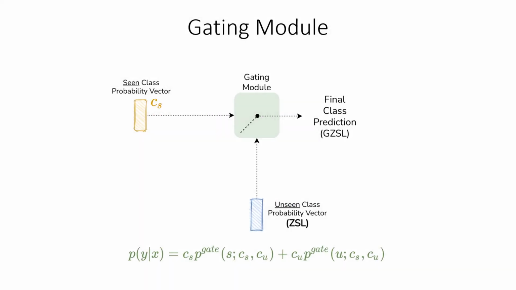A look into the gating module shows that it uses the elegant gating approach by Atzmon et al. in their paper Adaptive Confidence Smoothing for Generalized Zero-Shot Learning. Essentially, we learn a binary classifier which distinguishes between seen and unseen classes.